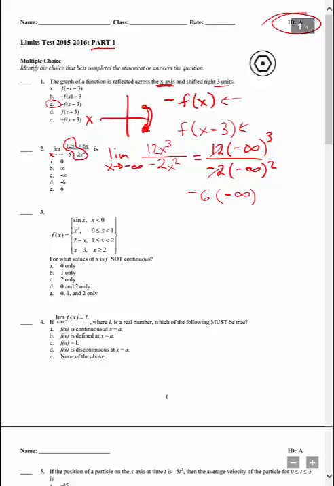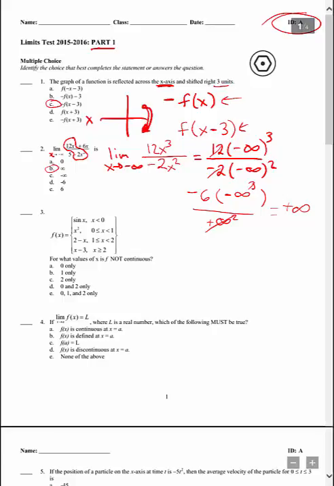Negative infinity cubed, right? And then negative infinity squared is positive infinity squared, and you can cancel that out. Negative 6 times negative infinity is positive infinity.